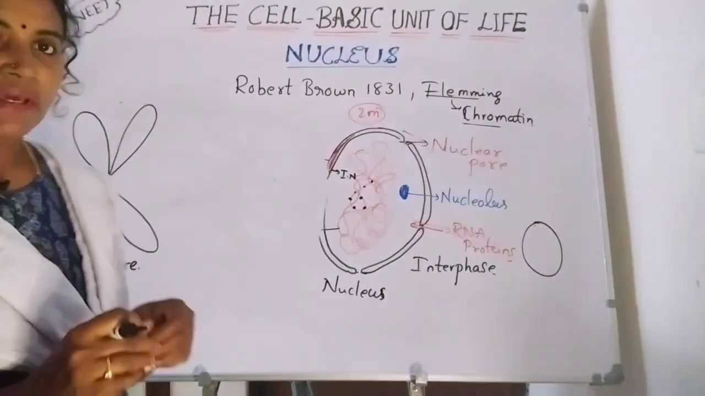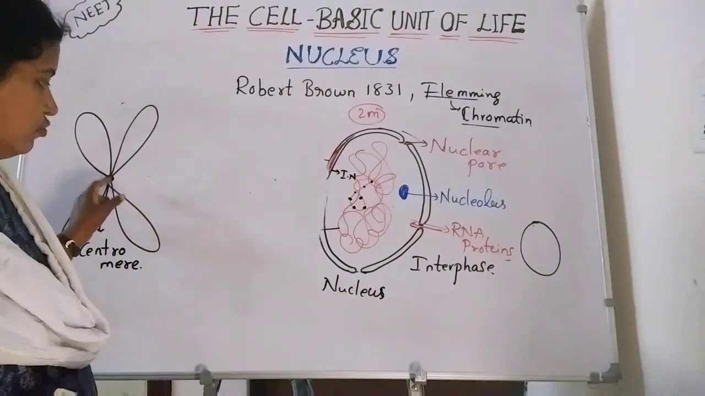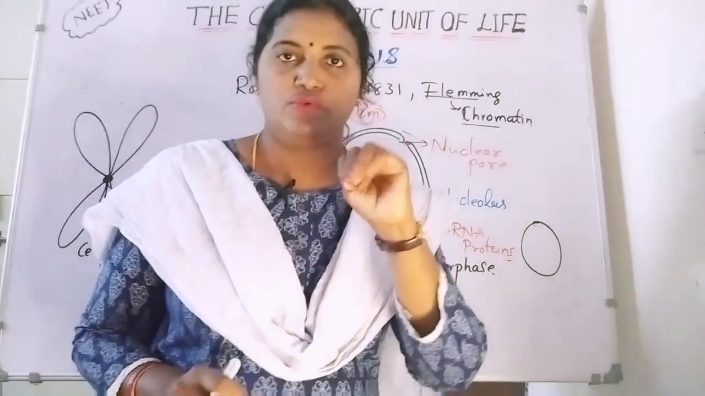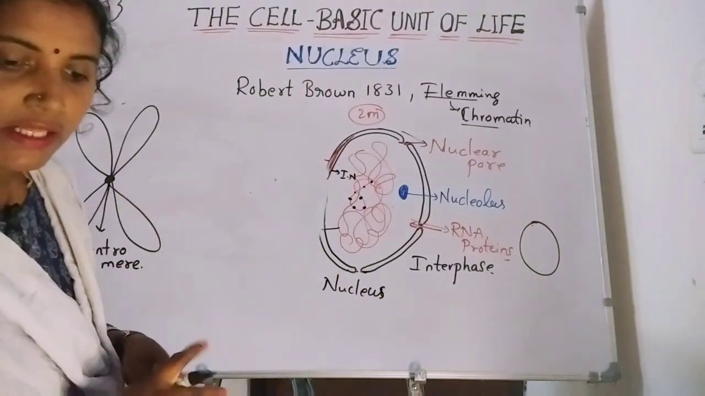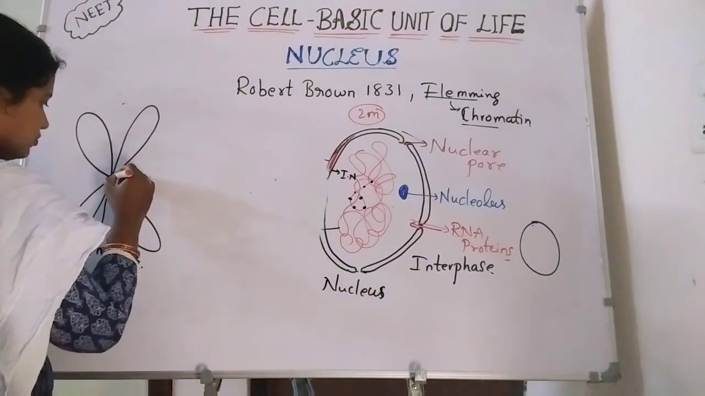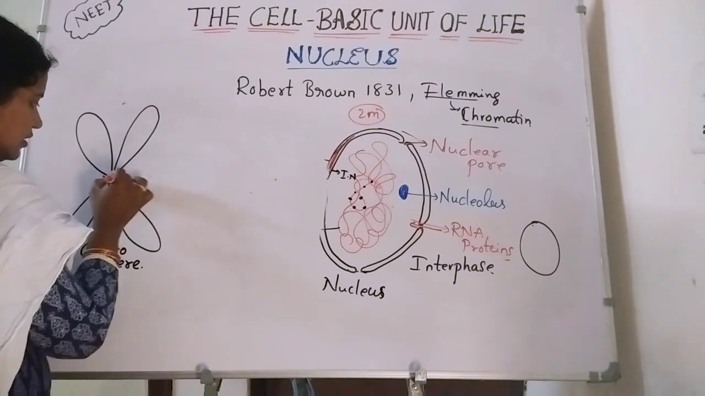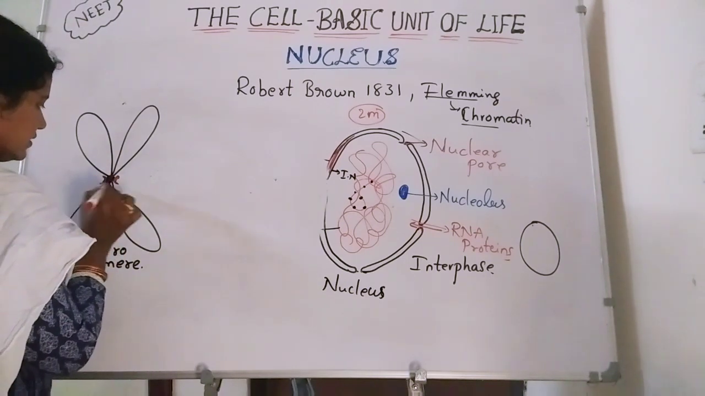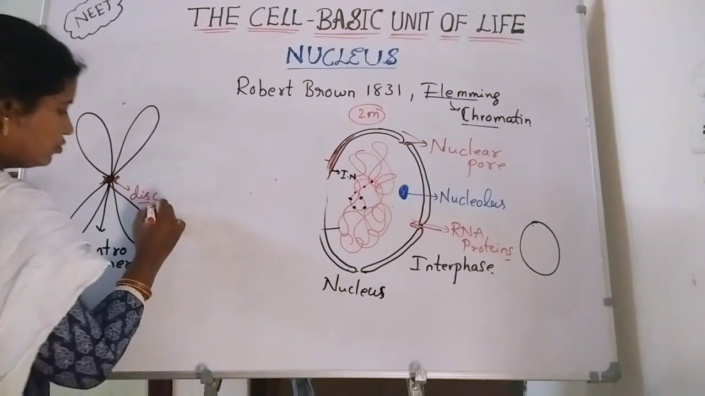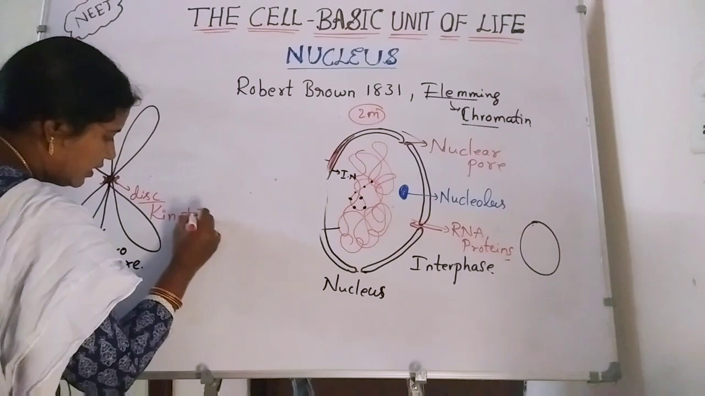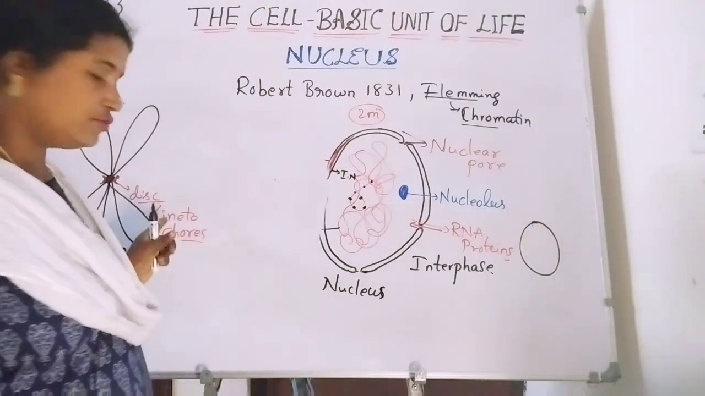So here, based on the position of the centromere, the chromosomes are divided into 4 types. Draw this, everyone. Along with the centromere, on the lateral sides of the centromere, it contains disc-like structures. These disc-like structures are known as kinetochores.